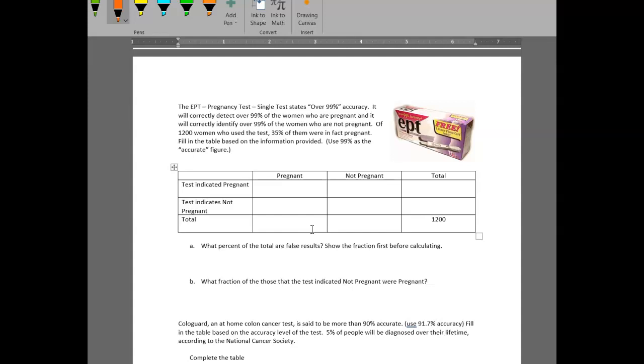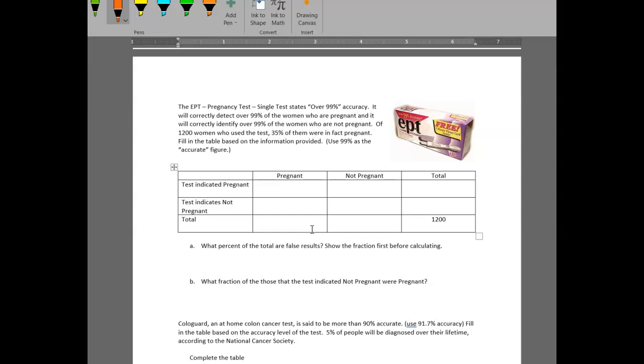It doesn't mean that 99% of the women are pregnant and therefore 1% are not pregnant. That's not what this means. It means that when taking the test, if the woman is pregnant, with 99% accuracy the test will detect that. If the woman is not pregnant, with 99% accuracy the test will indicate that she is not pregnant.